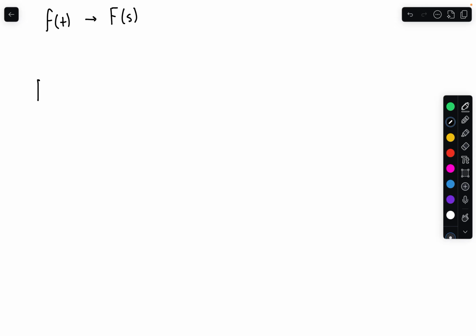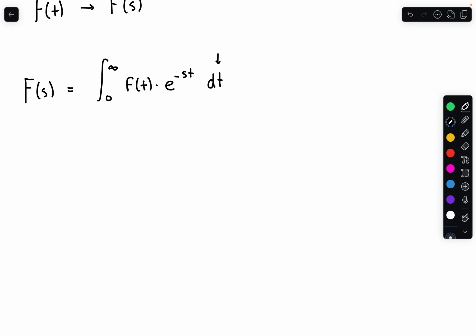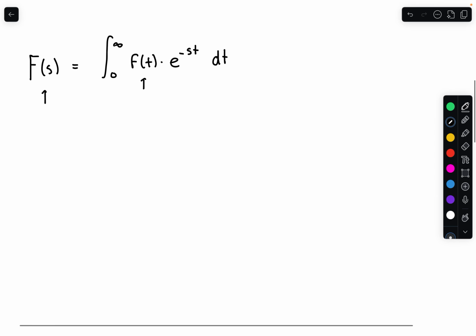What we get is that f of s is equal to the integral from 0 to infinity of our function f of t times e to the negative st with respect to dt. It's important to recognize that we're doing this with respect to dt because that means that s is just a constant. When we're doing a problem like this, if we're given a function f of t and we're asked to find the Laplace transform of it, we simply plug f of t into this formula and complete the integral like usual. We'll do a quick example here.